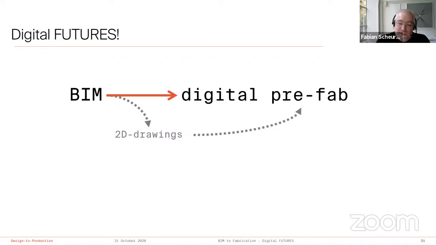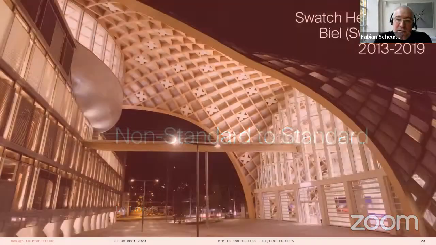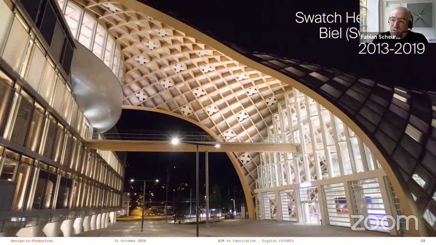And the other thing is, of course, if you have 2D drawings, you can go into prefab, but still things are solved on site mostly. Yeah, this is what we call the SOS principle. And this is why we're stuck in terms of productivity in the building industry, is our guess in the first place. So how can we change that? Let me show you two projects out of the many, many, many that you've seen already. The first one is a non-standard project. And it's this one. It's the Swatch headquarters in Biel, designed by Shigeru Ban.